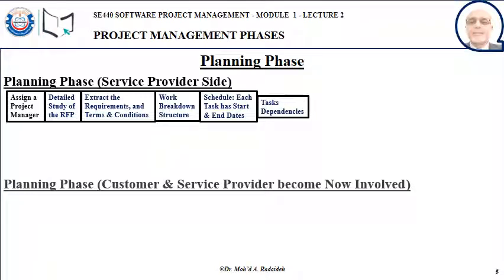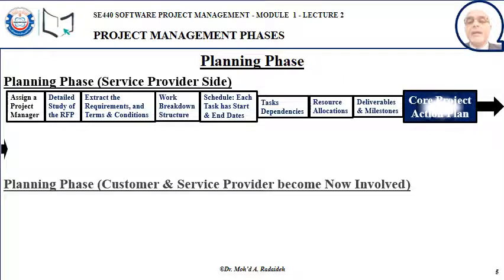Tasks dependencies would be taken care of during the scheduling. Then resources would be allocated. In other words, each task would be assigned to a resource or a member of the project team. Deliverables and milestones would be defined at this stage, and basically that takes us into a core project action plan. So the core component of the project plan is now defined.